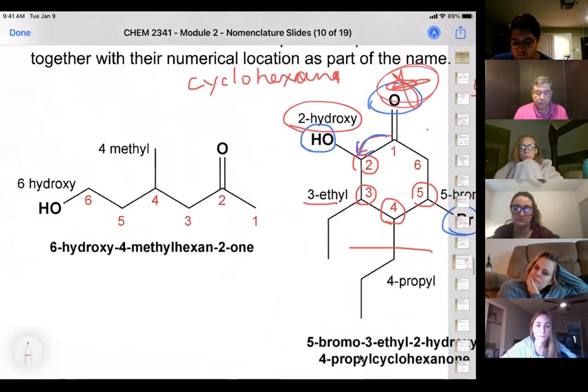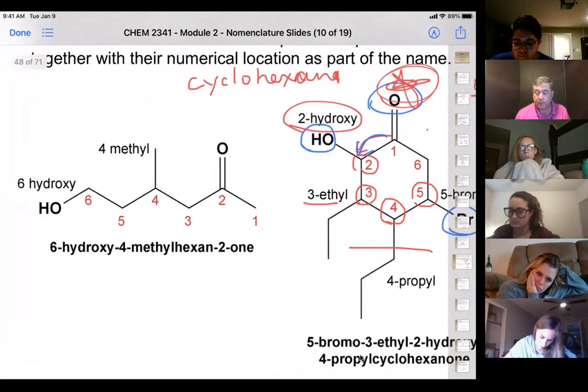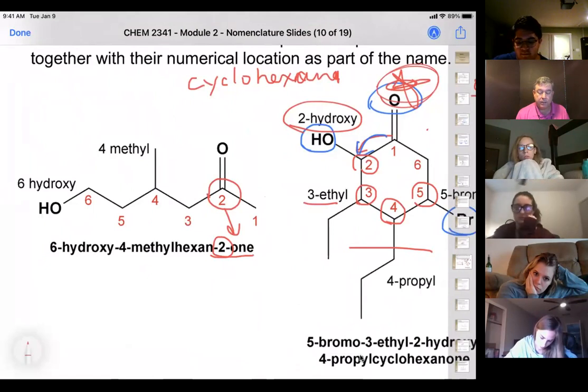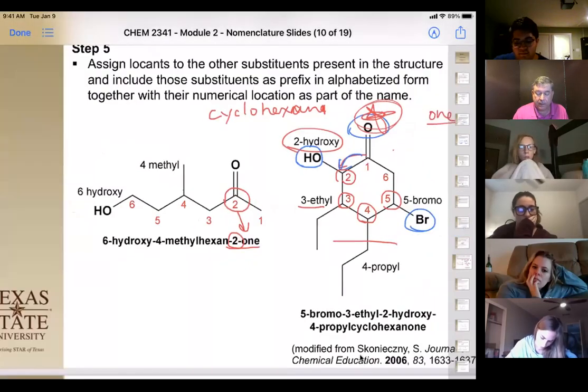And an even simpler one would be this, where we have the OH on the end here. But again, we have to name our thing that changes our name first. So our 2-one is required here, and the substituents are the 4 and the 6.